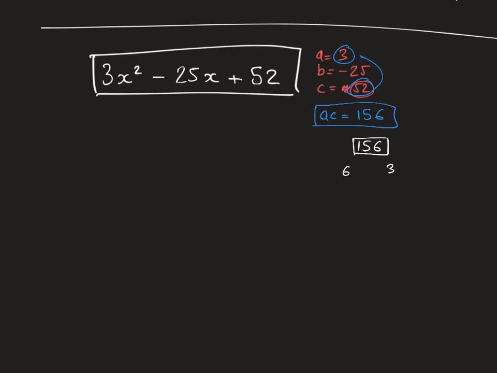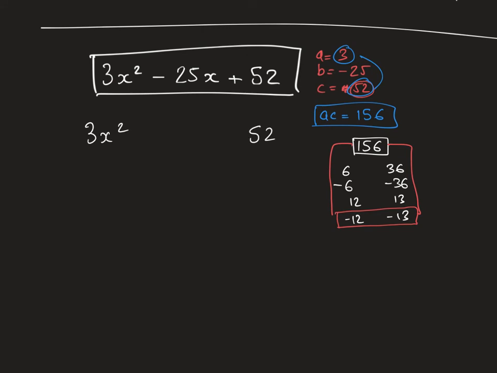We've got 6 and 36, but so would negative 6 and negative 36, both make 156. Another one would be 12 and 13, and of course negative 12 and negative 13. Now we're looking for something that makes minus 25, okay? So we make negative 25, and hopefully you guys will see that minus 12 add minus 13 will go all the way down to minus 25. So again, just like with the last example, we write 3x squared here and we write our 52 here.